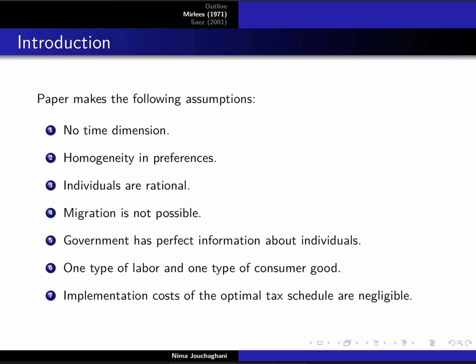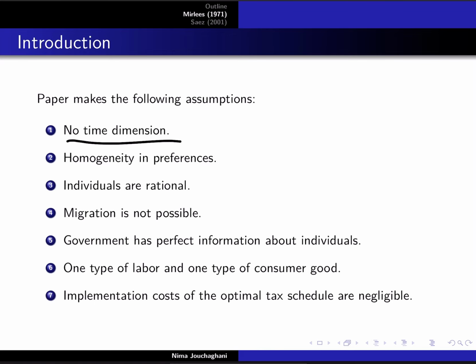So the first assumption that he's mentioning is that in the model that he's considering, there is no time dimension, which means that the individuals in the model and the government are short-term thinkers. So it's a static model. They live for one period and that's it basically. They maximize whatever their objective function is given their constraints just for one time period, and they do not look forward.